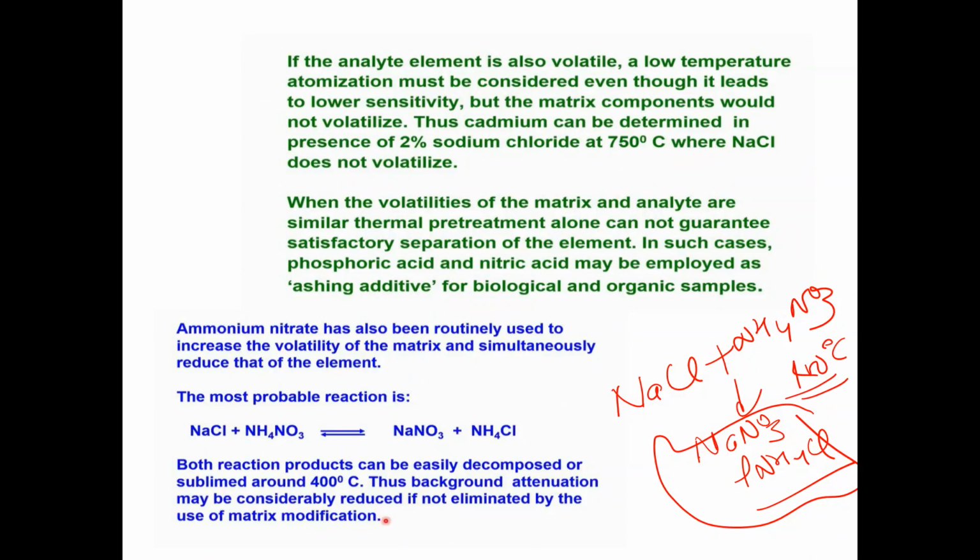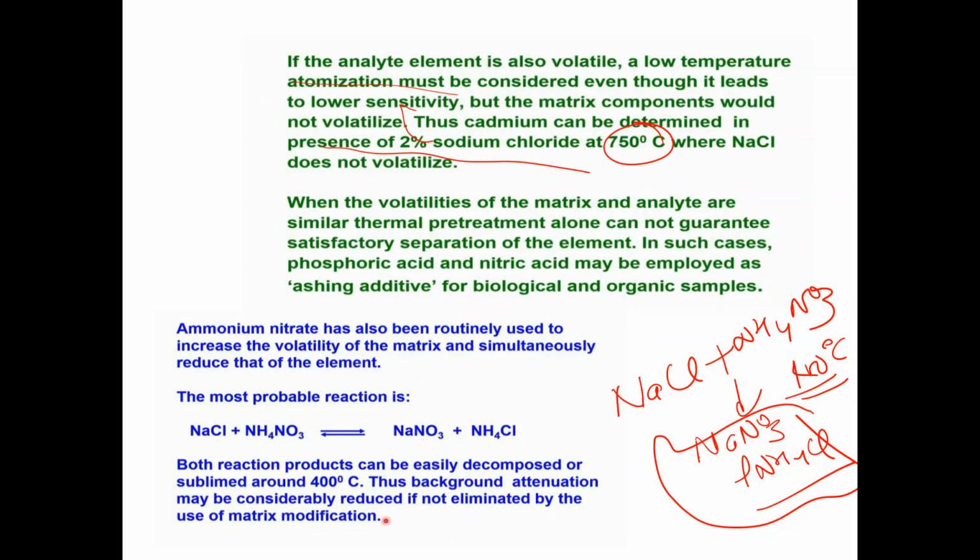If the analyte element is also volatile, a low temperature atomization must be considered, even though it leads to lower sensitivity. But the matrix component would not volatilize. Thus cadmium can be determined in the presence of 2% NaCl at 750 degrees Celsius, where NaCl does not volatilize. When the volatilities of the matrix and analyte are similar, thermal pretreatment alone cannot guarantee satisfactory separation of the element. In such cases, phosphoric acid and nitric acid may be employed as ashing additives for biological and organic samples.